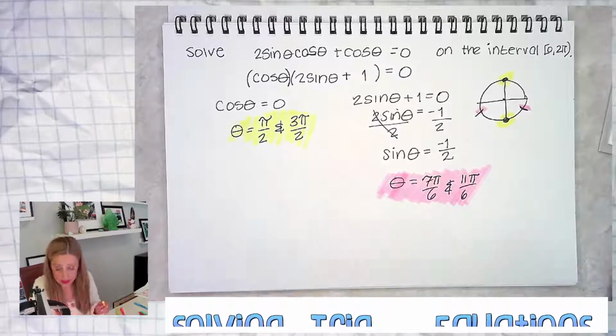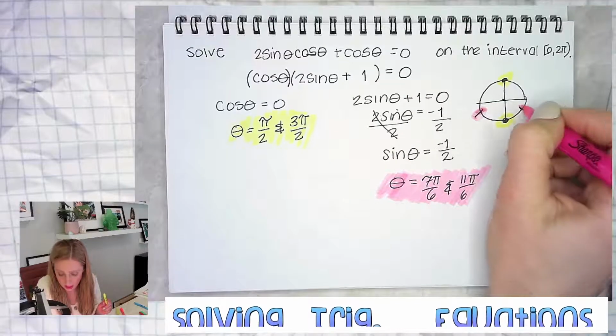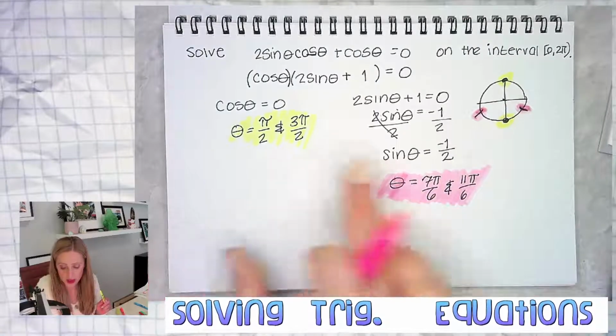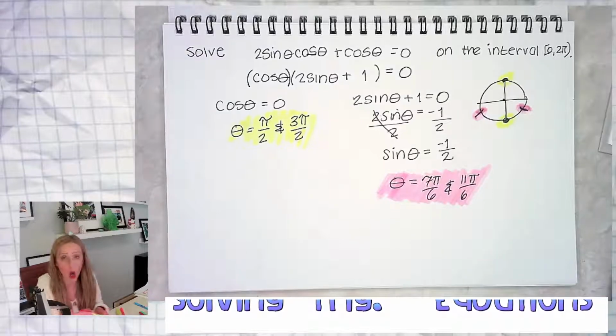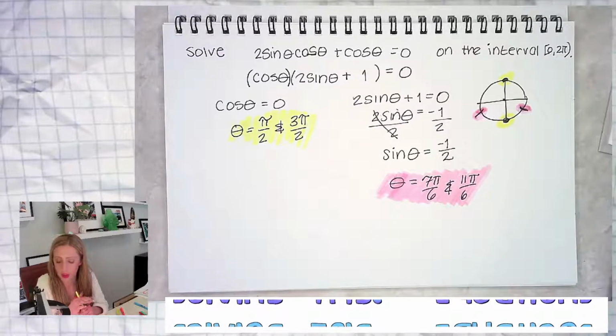With the extended exercise, we're going to take a look at how we find not just the answers between 0 and 2π, but how do I find all of the answers, every single one?